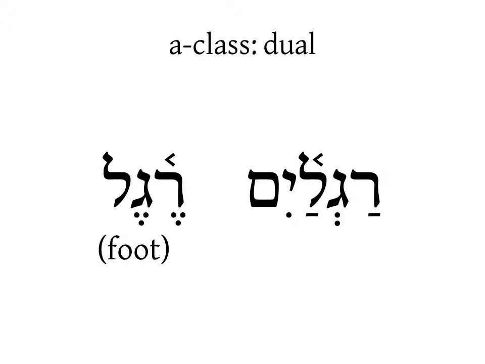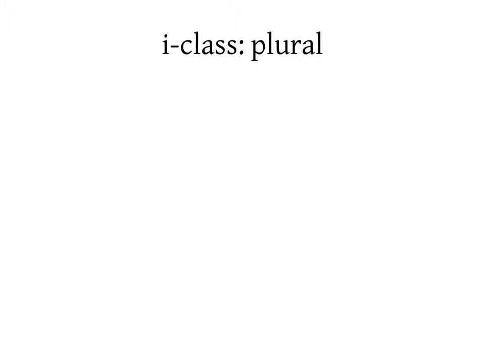So regel in the dual will become raglayim. Notice that we have a patach under the resh. This is the original patach of the A class segolate noun. Regel will become the dual form raglayim.